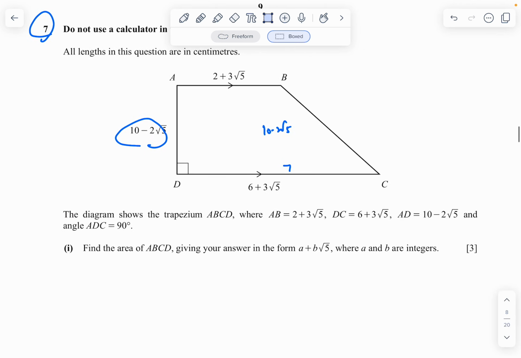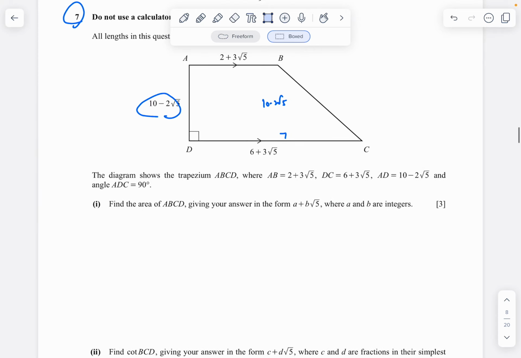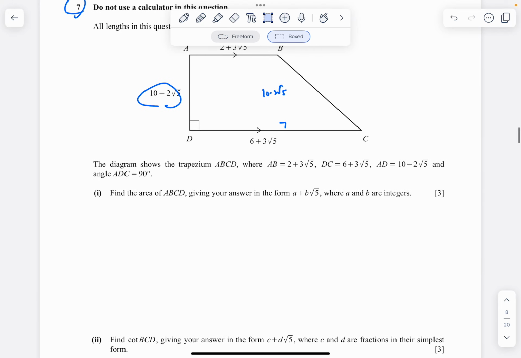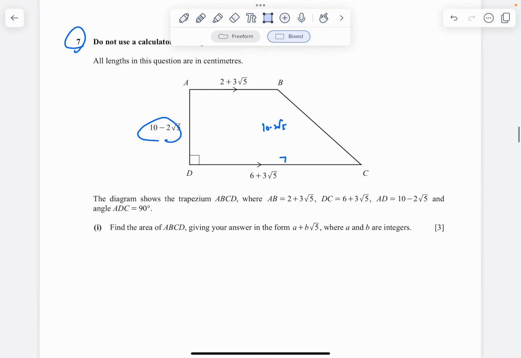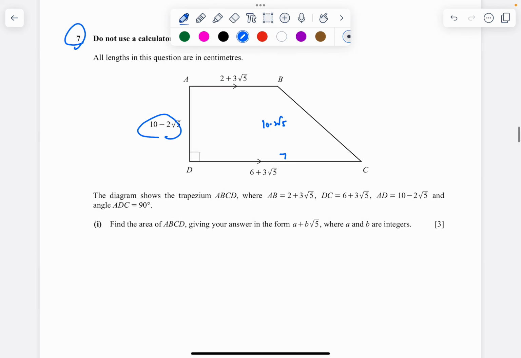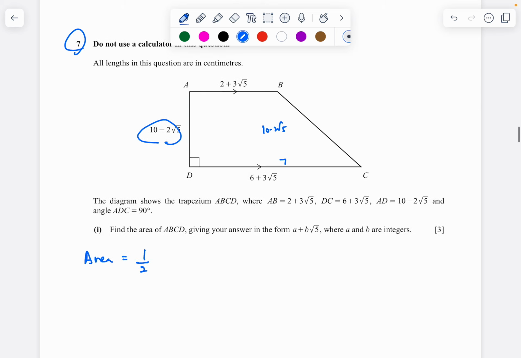Okay, let's do question number 7. Find the area of ABCD. Since both are parallel, I can use the area of a trapezium formula. So what is the area of a trapezium formula? Half (A plus B), where A and B are the parallel sides, times the height.